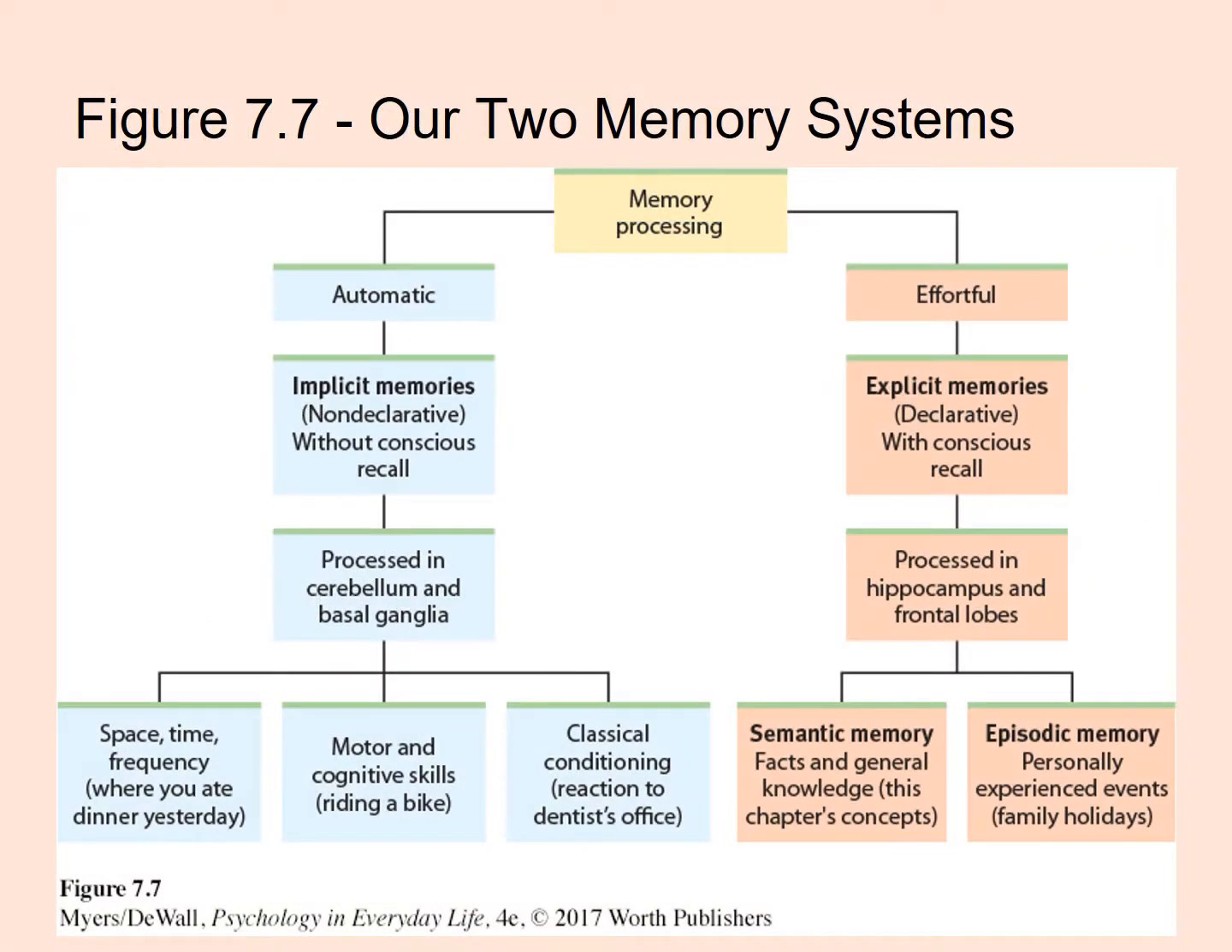So just to talk about our two memory systems, we have memory processing, the things that happen automatically on the blue or the left side. These are implicit memories or non-declarative, and they happen without conscious recall. So you don't even realize that it's going into your brain. It's processed with the cerebellum, remember that little lump thing in the back of your brain, and the basal ganglia, which is somewhere in the middle.